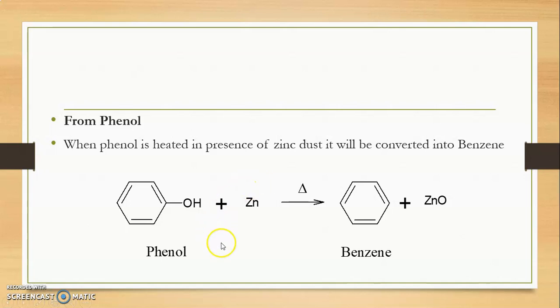So this method is also known as the zinc dust distillation method, where phenol is heated in presence of zinc dust, and due to the heating, the hydroxyl group is removed from the phenol and it will be converted into benzene, and there will be formation of ZnO as a byproduct. So this is about the third industrial method that is used for the preparation of benzene.